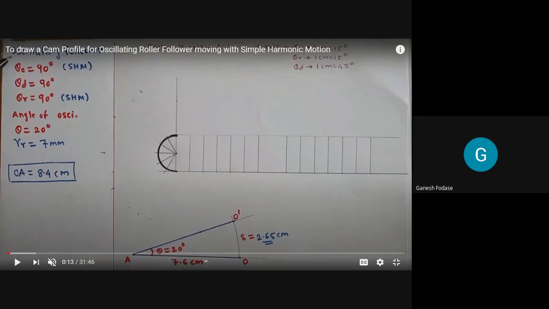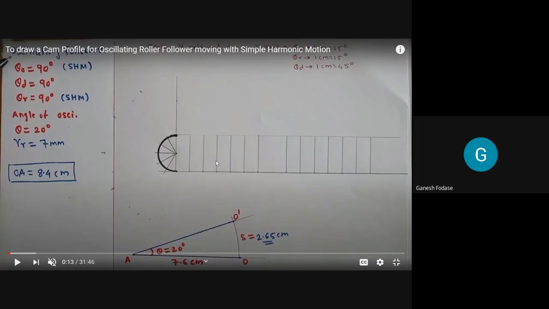That is the simple procedure to get follower displacement in case of an oscillating follower. Once you get that, the procedure is same. So can anyone tell me now? We have to draw this. We know it is 2.65 centimeter, and hence we will select one suitable scale. Let's say 1:1 on the y-axis, and some suitable scale on the x-axis to draw a theta diagram.